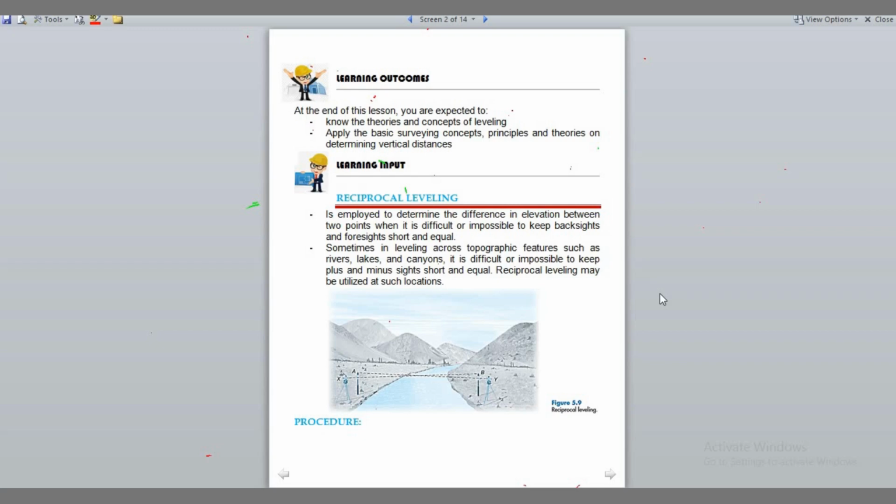Sometimes in leveling across topographic features such as rivers, lakes, and canyons, it is difficult or impossible to keep plus and minus sides short and equal. Reciprocal leveling may be utilized at such locations. Ay, sa reciprocal leveling kasi, there are points on the Earth's surface kung saan hindi ka makakakuha ng mga backside at saka foresight.